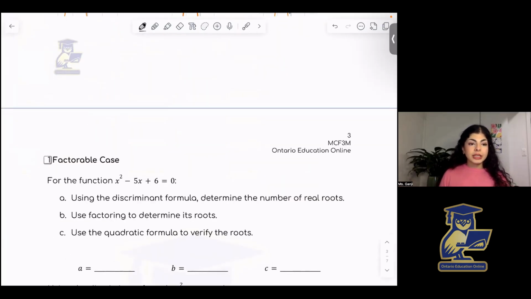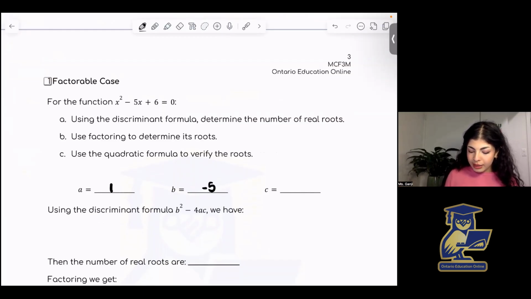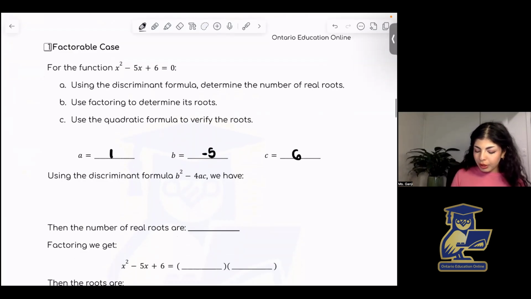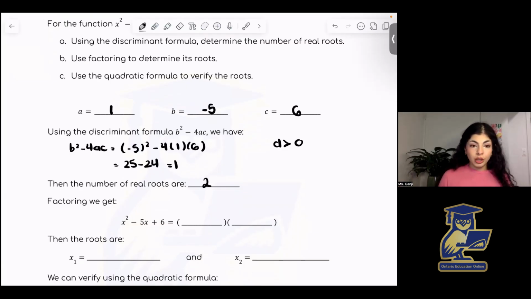Now let's look at our first example where we have x squared minus 5x plus 6, and you're asked to first find the discriminant formula to determine the number of real roots. So let's start by setting up a, b, and c. So a is 1, b is negative 5, and c is 6. So the discriminant formula will tell me that b squared minus 4ac, we have negative 5 squared minus 4 times 1 times 6. So this will give me 25 minus 24, which is just 1. So d is greater than 0, therefore the number of real roots are 2.